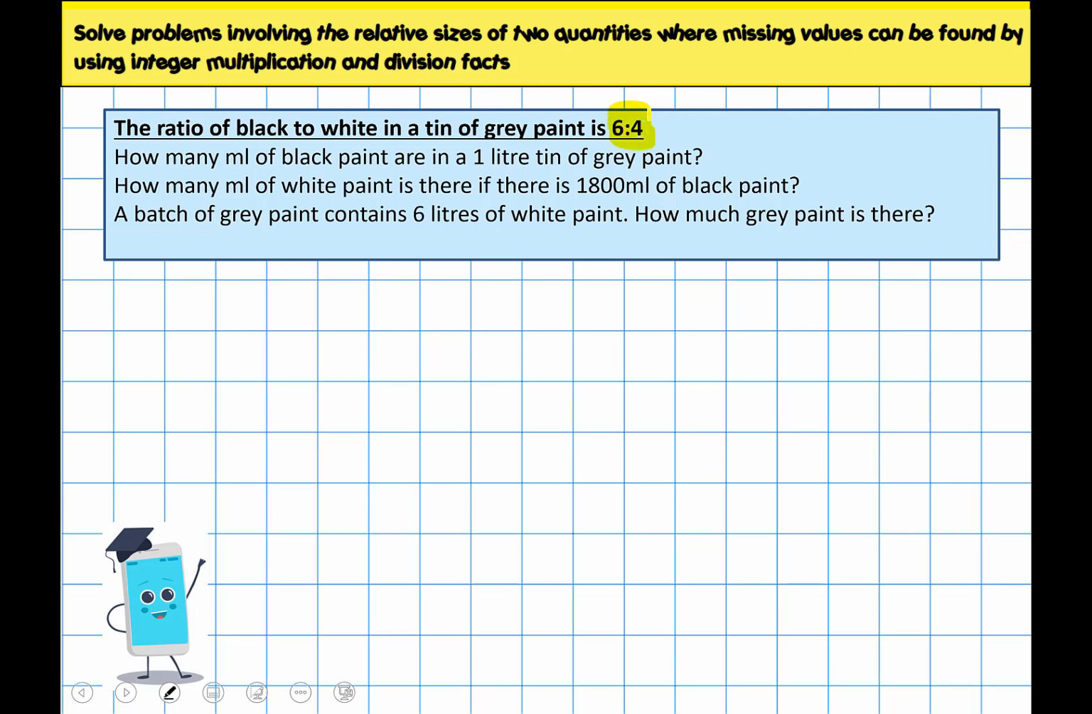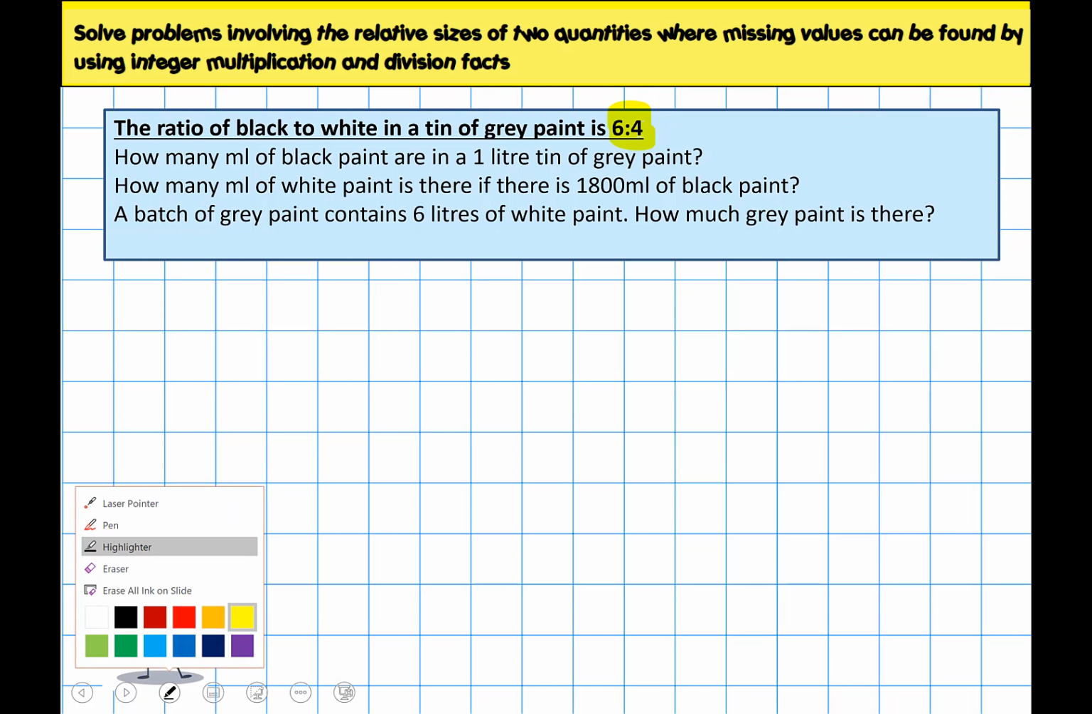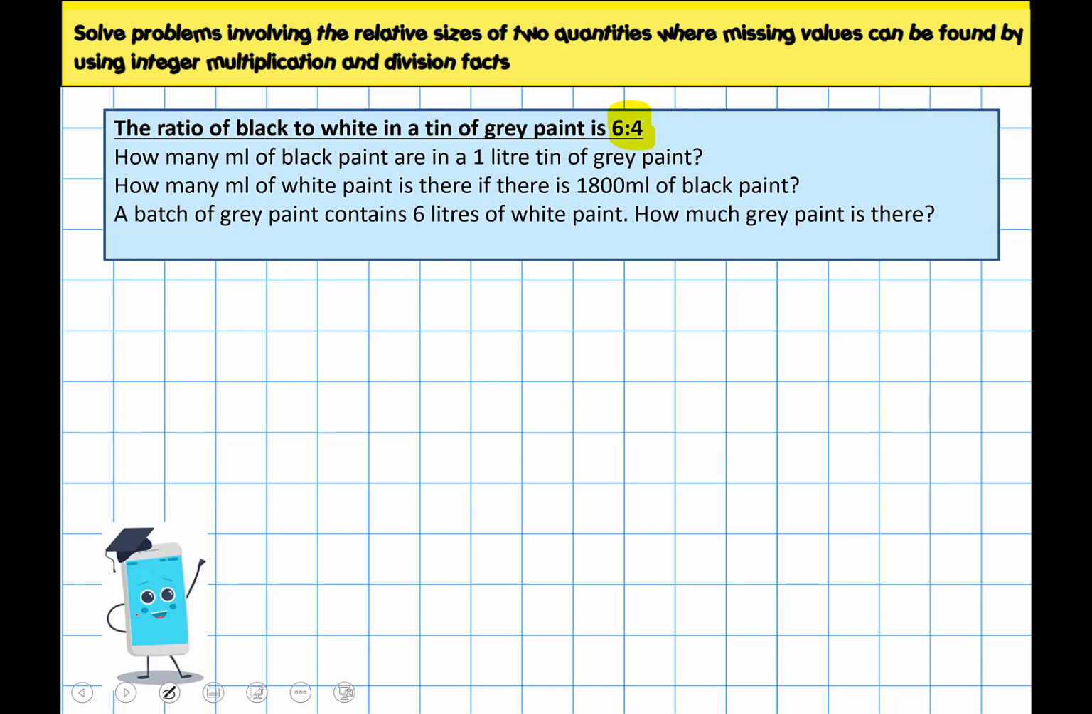Okay, with your questions, first of all, take that first statement and take note of the ratio. I'm not going to read each question out now because we're going to go through them individually. But what I'm going to do is make a note of my black to white ratio, which is 6:4. And I'm also going to total the different parts of it up.